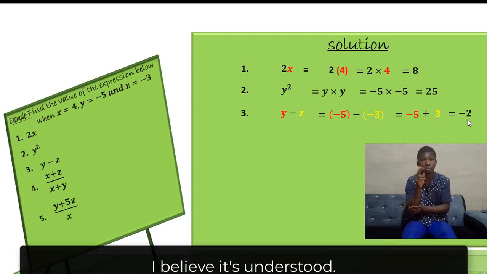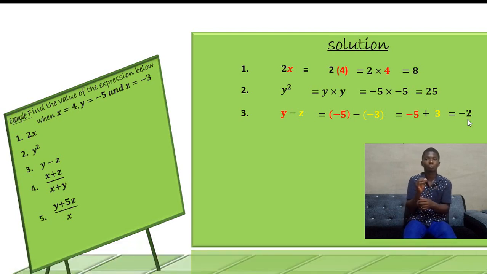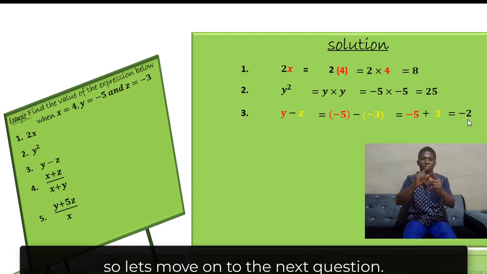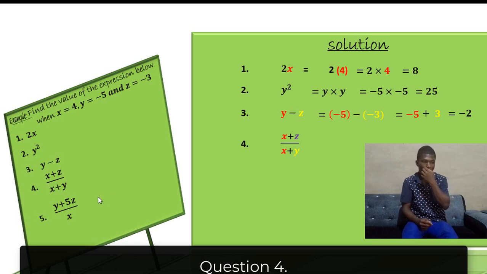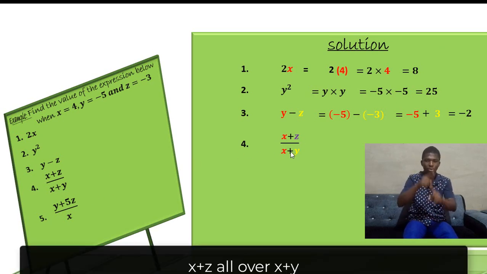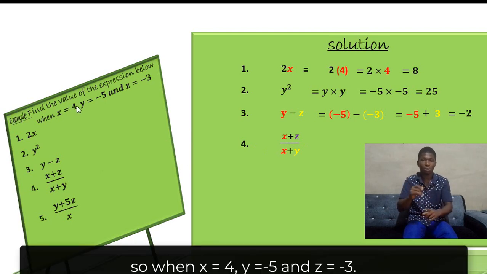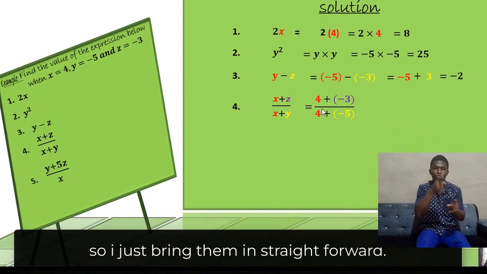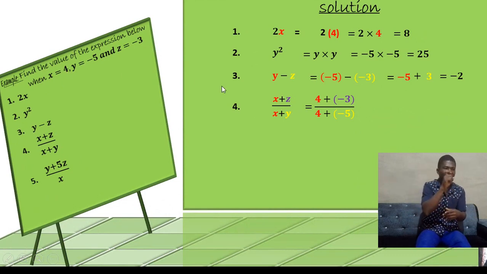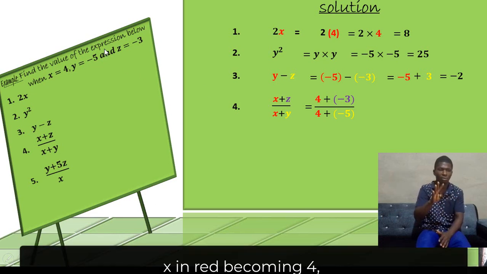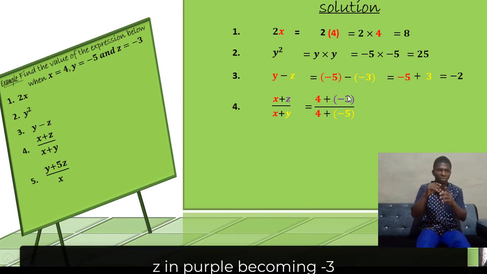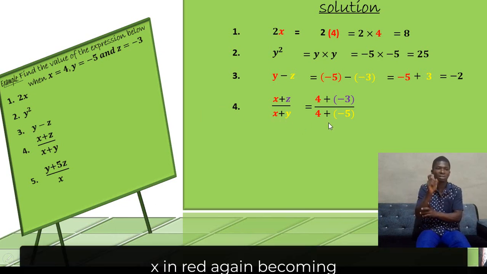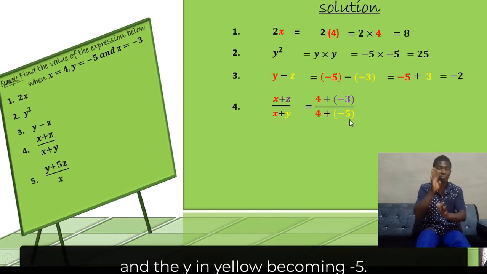I believe this is understood. Let us move on to the next question. Question 4. Question 4 says x plus z over x plus y. So, when x equals 4, and when y equals minus 5, and z equals minus 3. So, I just bring them in straightforward. So, this is x becoming 4, z in purple becoming minus 3, x in red again becoming 4, and y in yellow becoming minus 5.